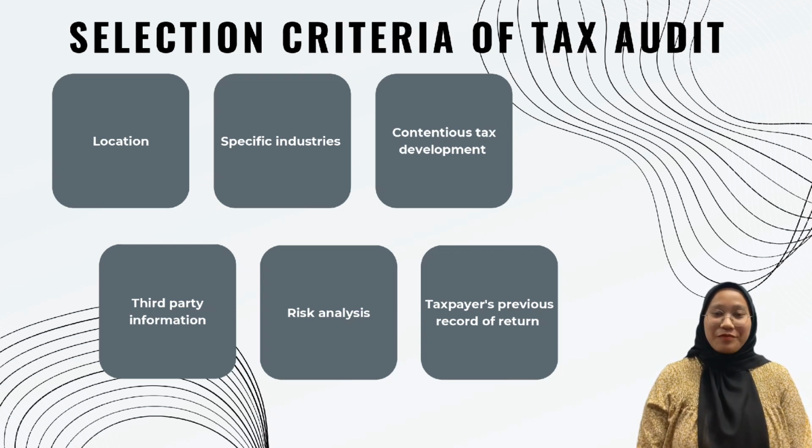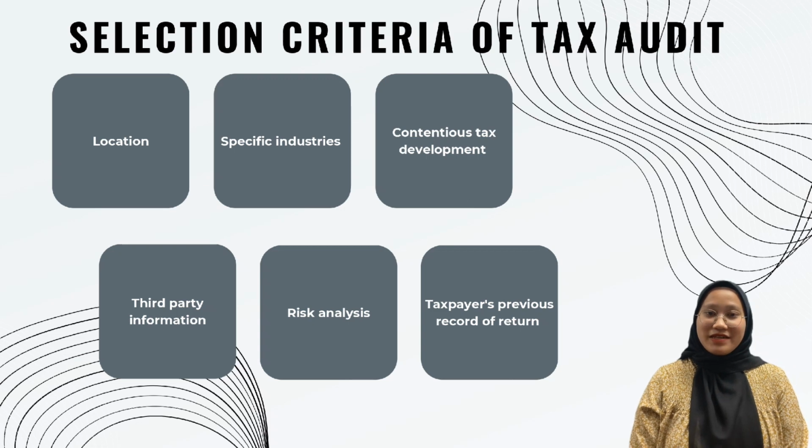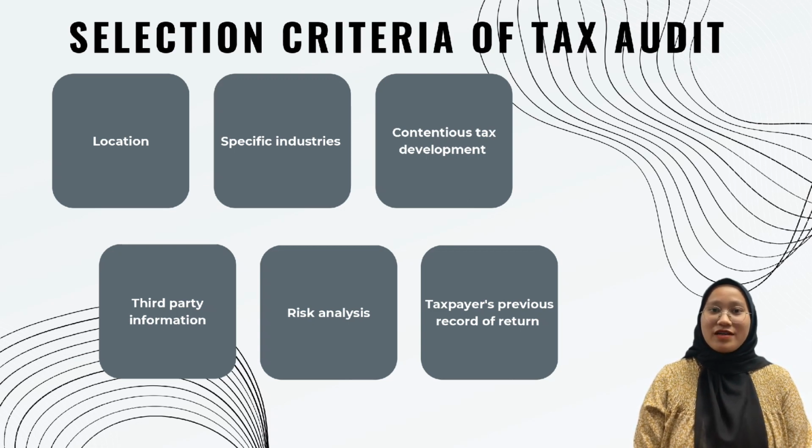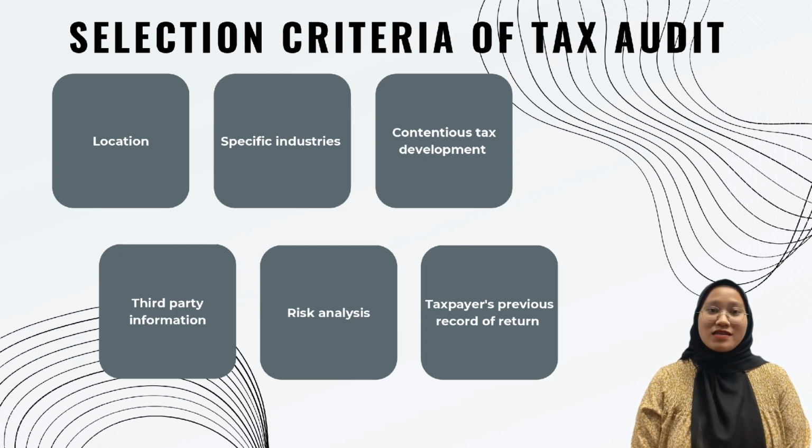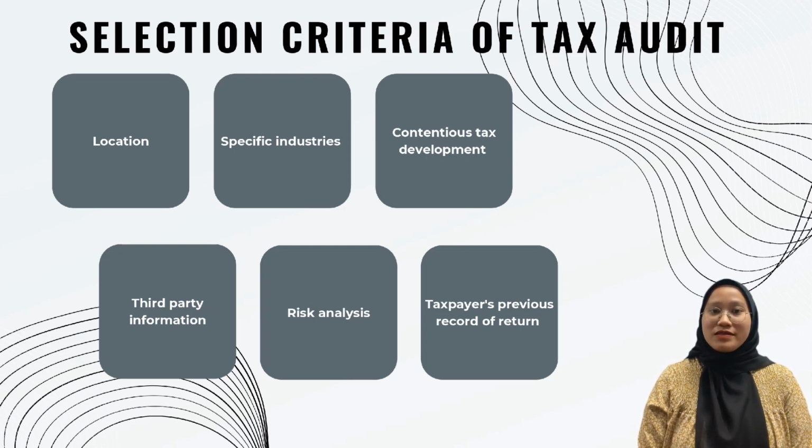For third-party information, the Inland Revenue Board Malaysia may initiate a tax audit for another taxpayer if there is a justified suspicion that the said taxpayer might be underreporting business or rental income, particularly when examining the claimed revenue expenses of another corresponding taxpayer. Under risk analysis, the Inland Revenue Board, IRB, utilizes information technologies to gather statistics on the average turnover and gross profit across all industries.